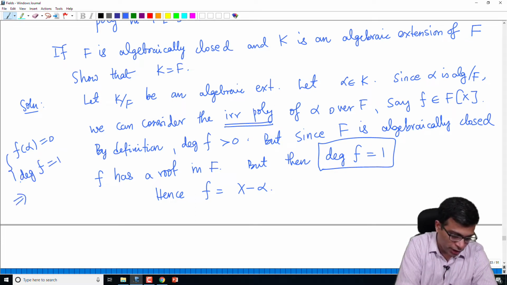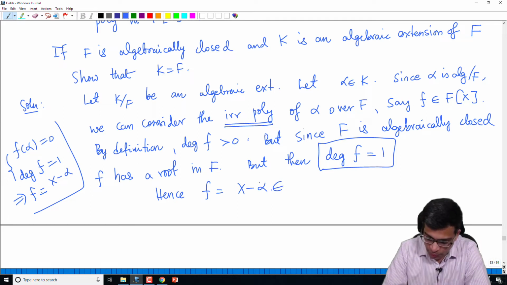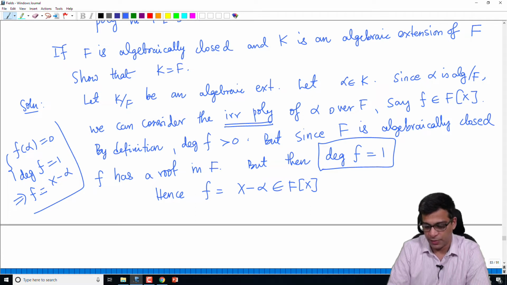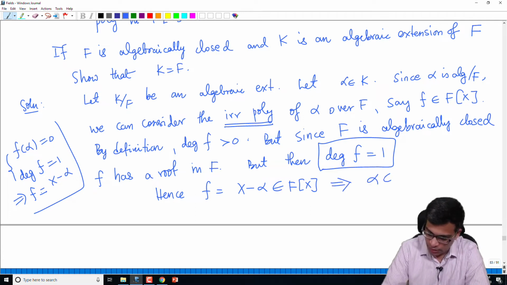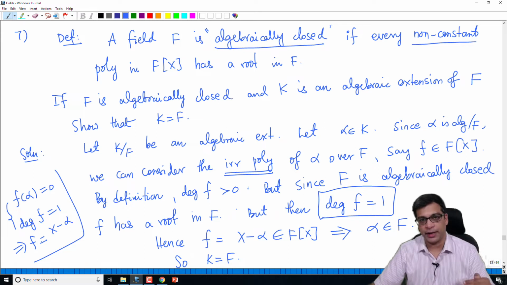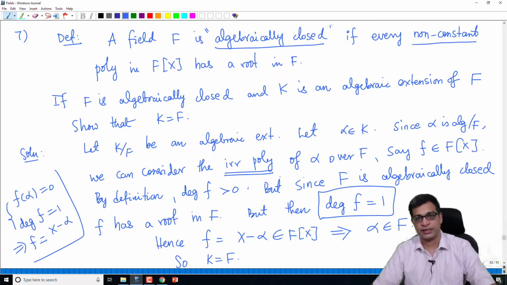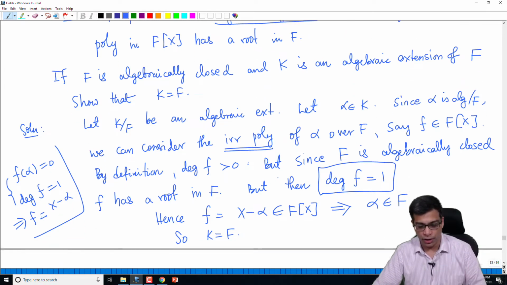These two together imply that f must be x minus alpha. There can't be any extra factor there, because then it will not be irreducible. So that means, remember, f is in F[x], so x minus alpha is in F[x]. That means alpha is in F. So K is equal to F. Okay, so that's all. So any algebraic extension of an algebraically closed field is automatically equal to the field that you started with. So every non-trivial extension of an algebraically closed field has to be transcendental. Okay, it cannot contain any algebraic elements.